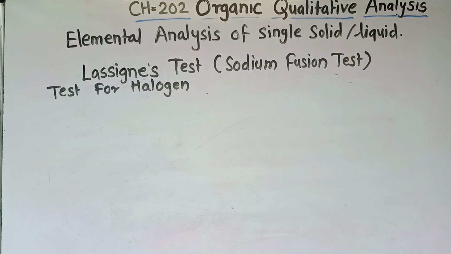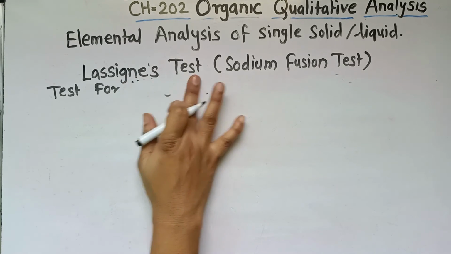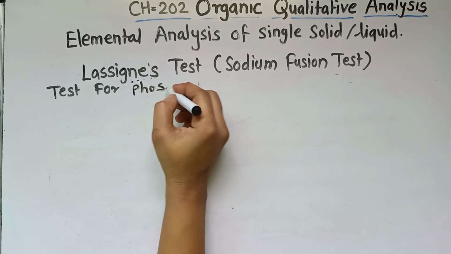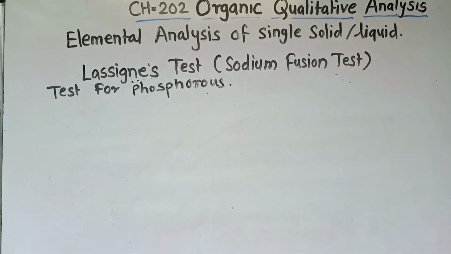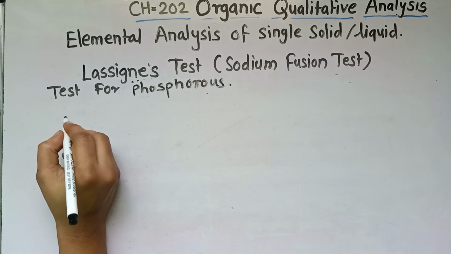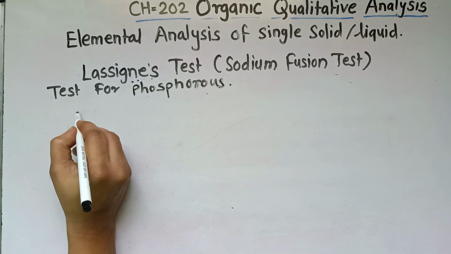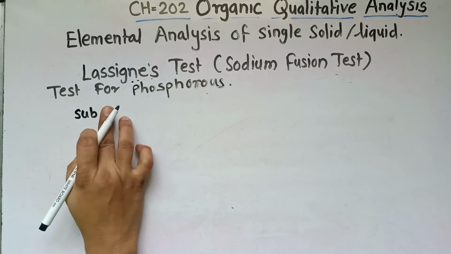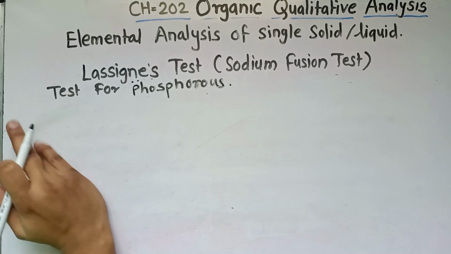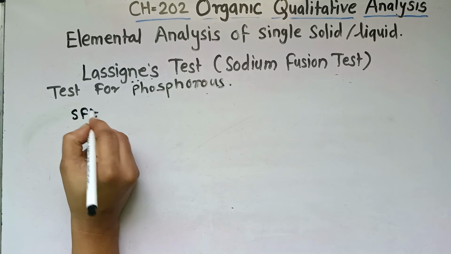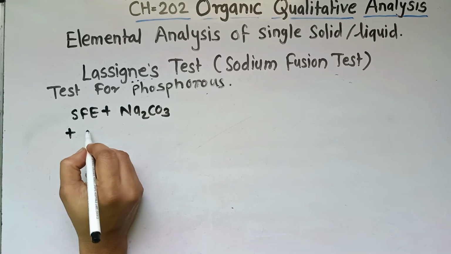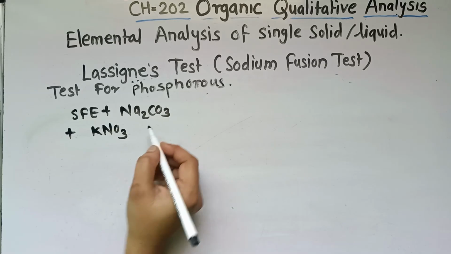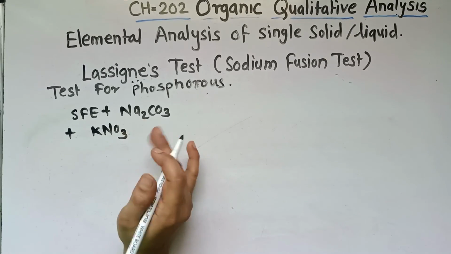The phosphorus is first converted into phosphoric acid. So the test for phosphorus: here what we are going to do, we take the substance, or we take a sodium fusion extract, plus Na2CO3 is added, plus KNO3, potassium nitrate is added, and fuse it, heat it, and it gets fused.